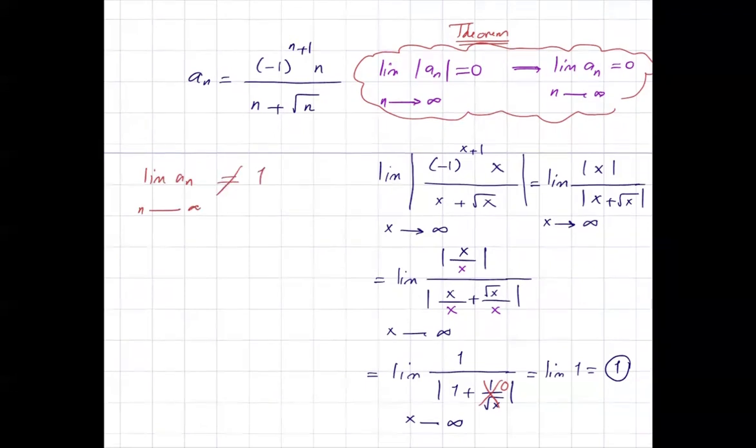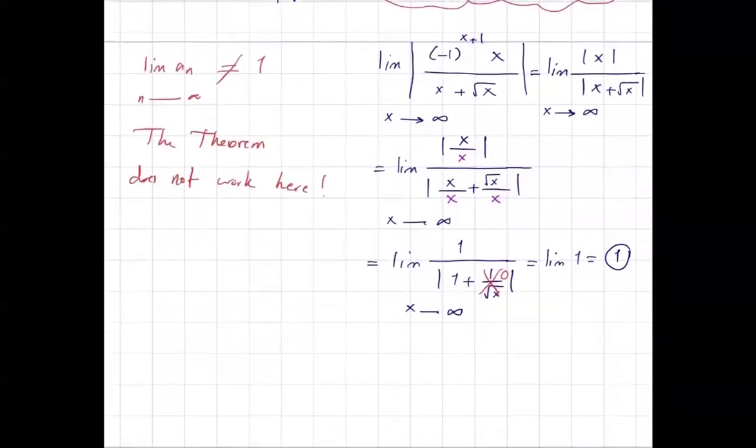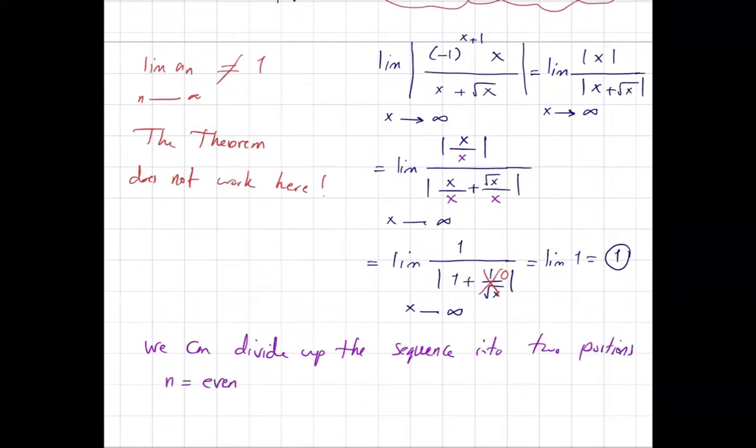What can we do here? Since the theorem doesn't work here, what should we do? We can divide up the sequence into two portions. One portion is when n is even, and the other portion is when n is odd.